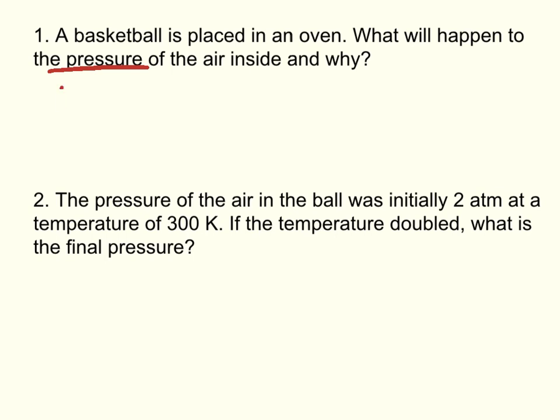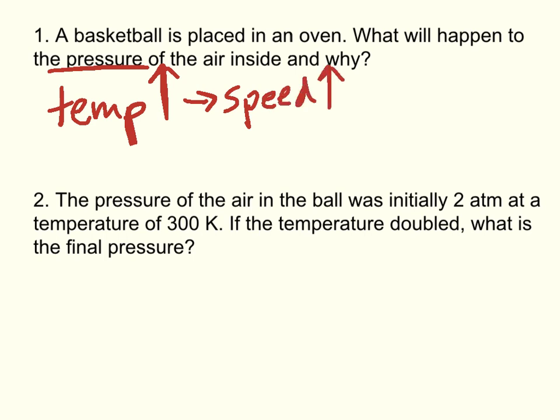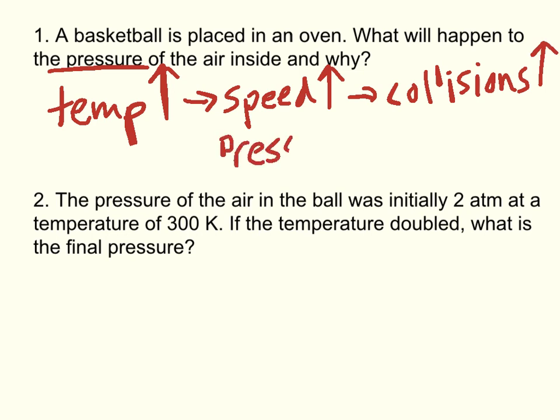Well, if the basketball is placed in the oven, that's going to cause the temperature to go up. If the temperature is going up, that means the gas molecules have more kinetic energy, which means that they are moving faster. If they're moving faster, that means there's going to be more collisions between the gas molecules and the surface of the basketball. If there's more collisions, that means the pressure of the gas is increased. To summarize in a shorter way, if the temperature goes up, the pressure goes up because pressure and temperature are directly related.